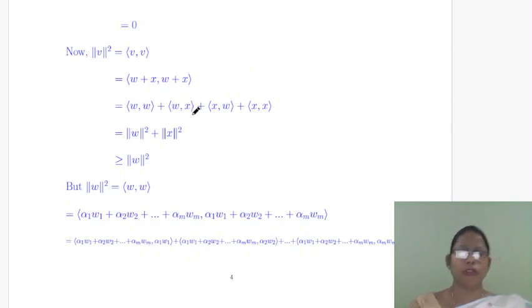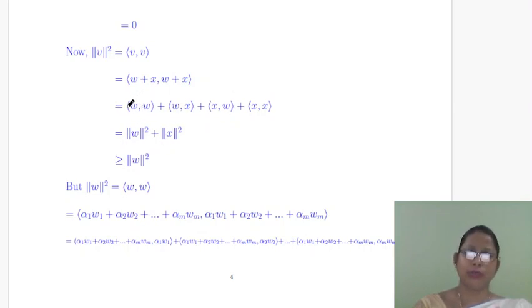And from orthogonality and orthogonal complement, we know that whenever inner product of w comma x is 0, then trivially inner product of x comma w is 0. We have proved this property in the orthogonality and orthogonal complement lecture. You can check it out.